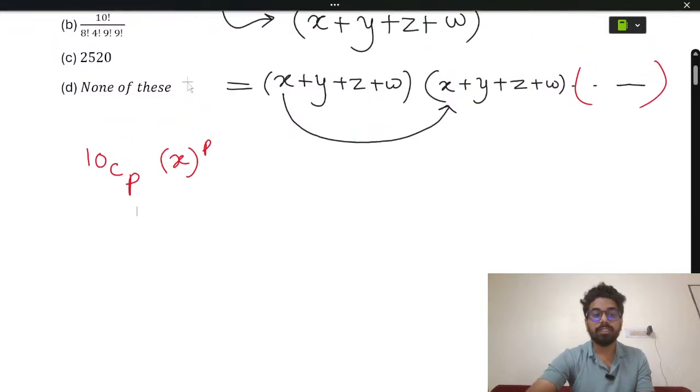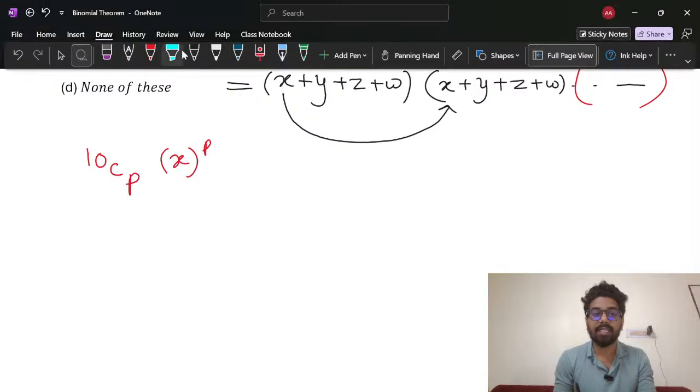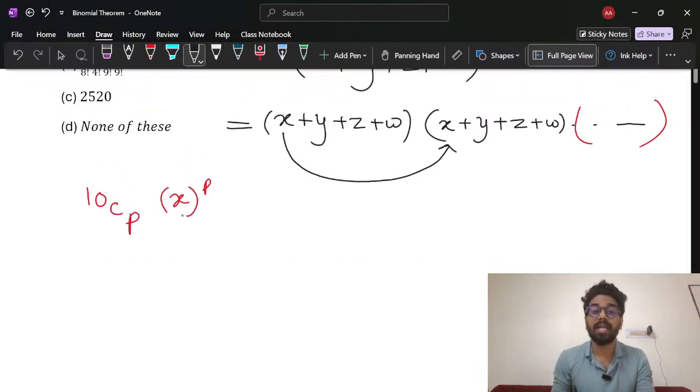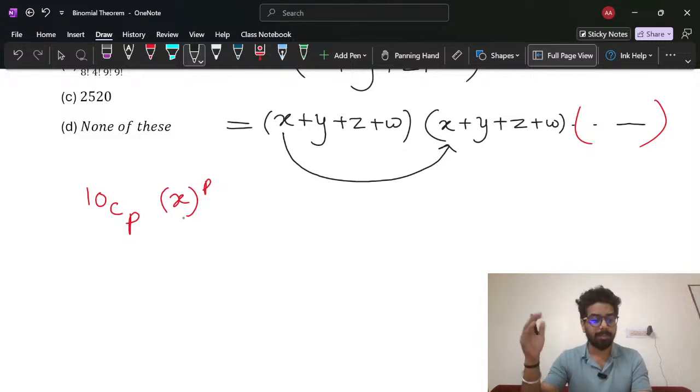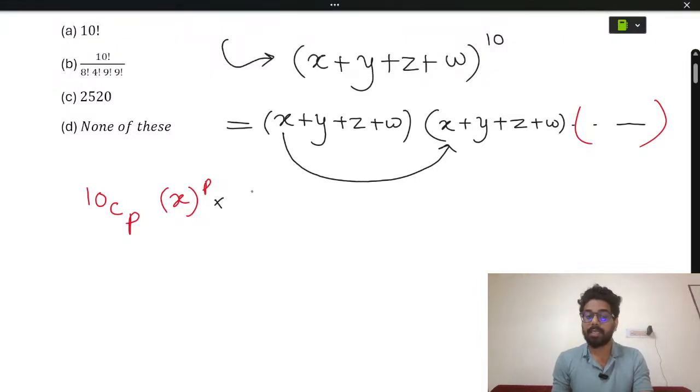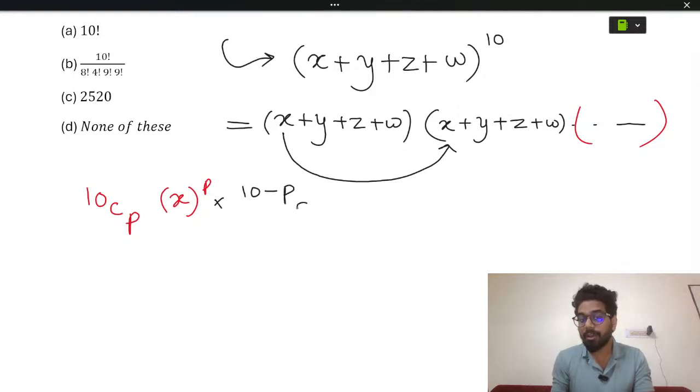So out of 10 factors I selected p factors, and from these p factors I am selecting x from each factor. So x into x into x, p times becomes x power p. Then out of 10, p has been selected for x, so the remaining is 10 minus p. Out of 10 minus p, I am selecting, let's say, q for y.